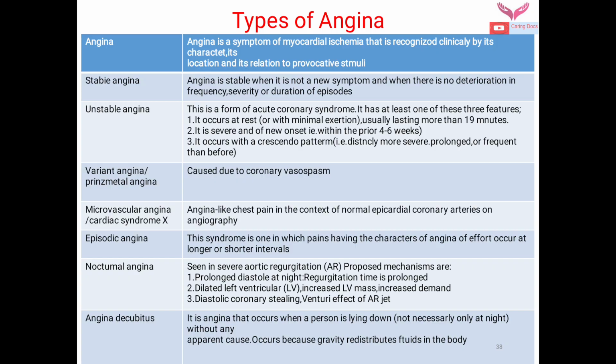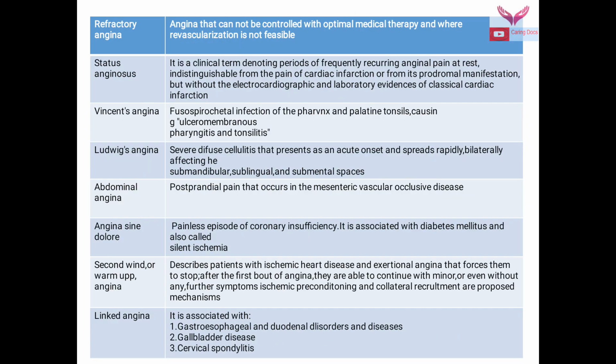longer or shorter interval. Nocturnal angina is seen in severe aortic regurgitation, and the proposed mechanisms are prolonged diastole at night and prolonged regurgitation time. Dilated left ventricle, increased left ventricle mass, increased demand, diastolic coronary stealing, Venturi effect of AR jet. Angina decubitus is angina when a person is lying down, and it is not necessarily only at night, without any apparent cause. Occurs because gravity redistributes fluids in the body.